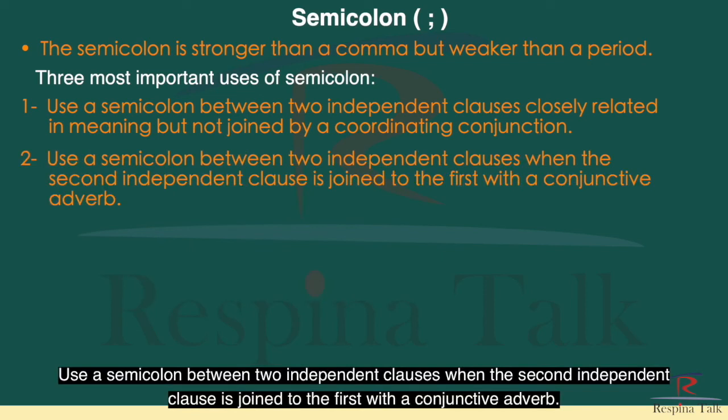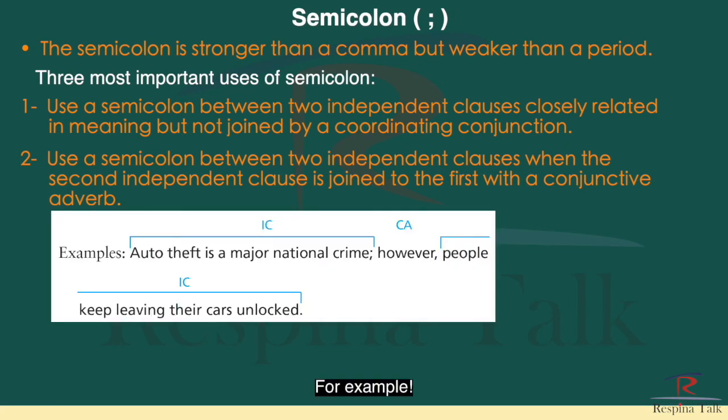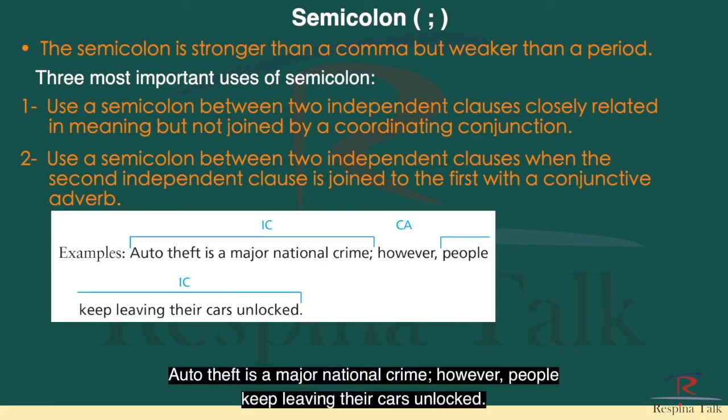Two: use a semicolon between two independent clauses when the second independent clause is joined to the first with a conjunctive adverb. For example, "Auto theft is a major national crime; however, people keep leaving their cars unlocked."